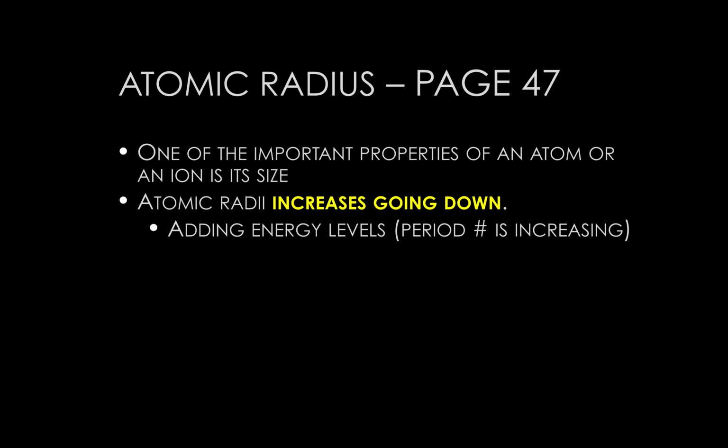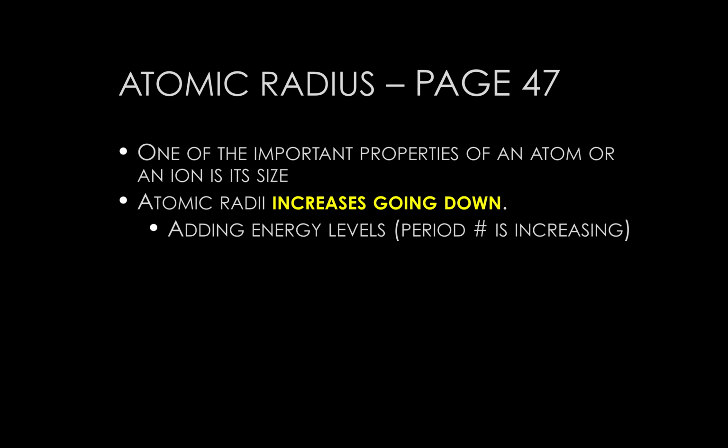Atomic radius increases going down a group, and why does it do that? That's because you're adding energy levels. Remember again, period number corresponds to energy levels. As you go down a group, your period number increases from 1 to 7. So we're adding more energy levels, so our atom gets bigger.